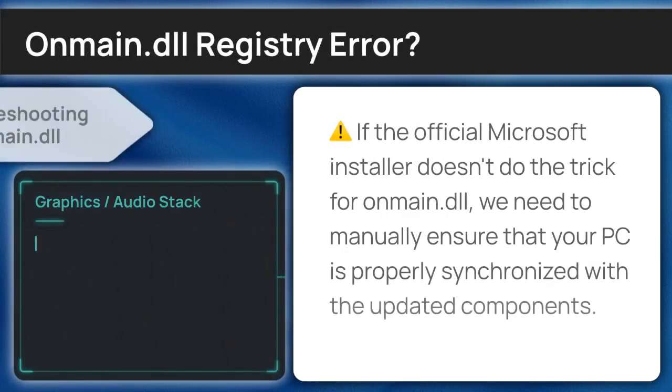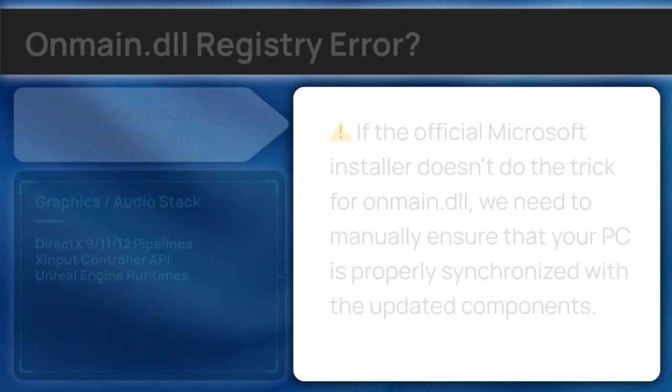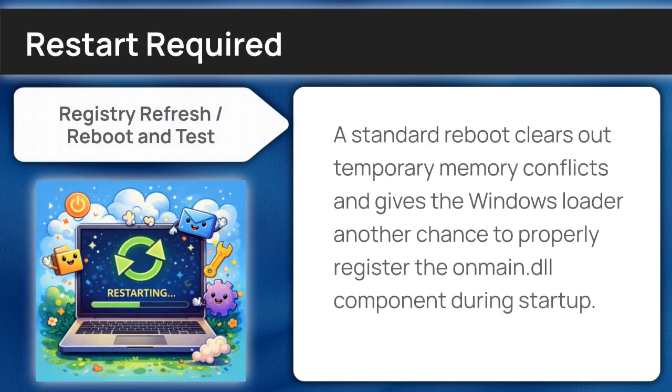Persistence of this error after a clean reinstall suggests that the issue may reside within the current user session's initialization. A quick reboot can determine if the error is transient. While it won't fix a deleted file, it can re-establish the connection between your software and the Onmain library file if the path was temporarily busy.